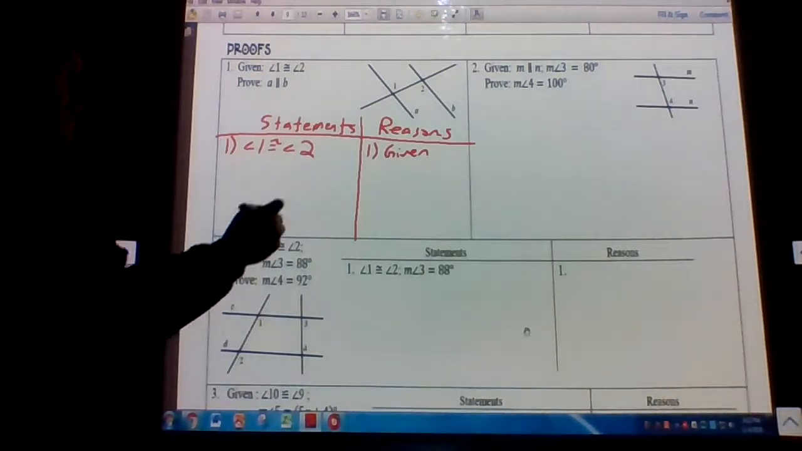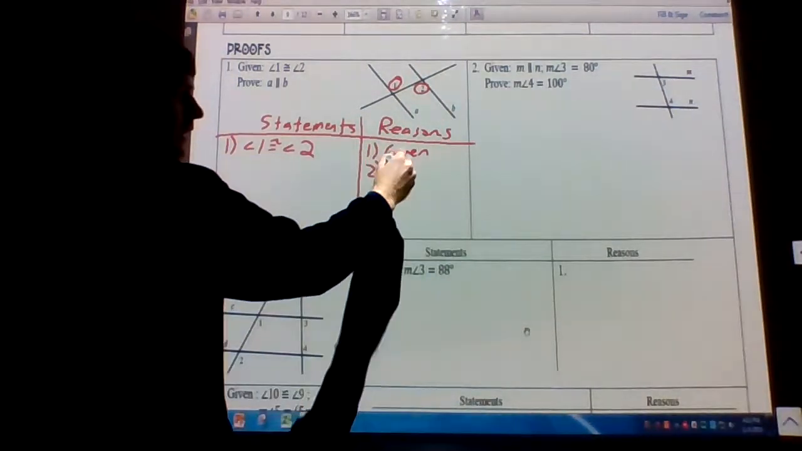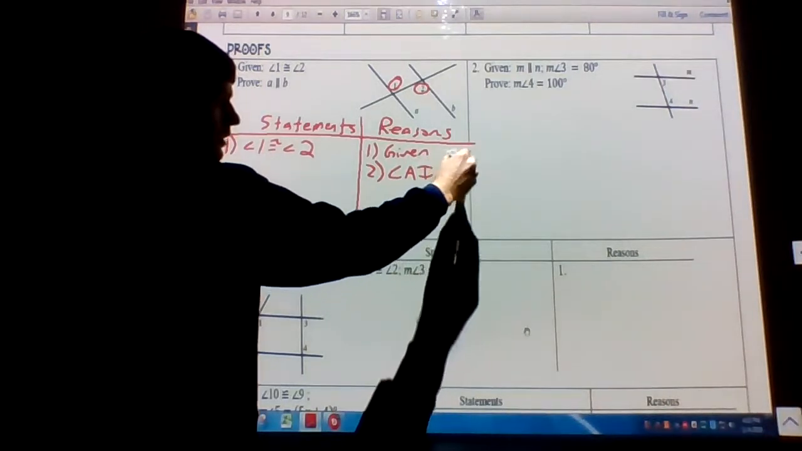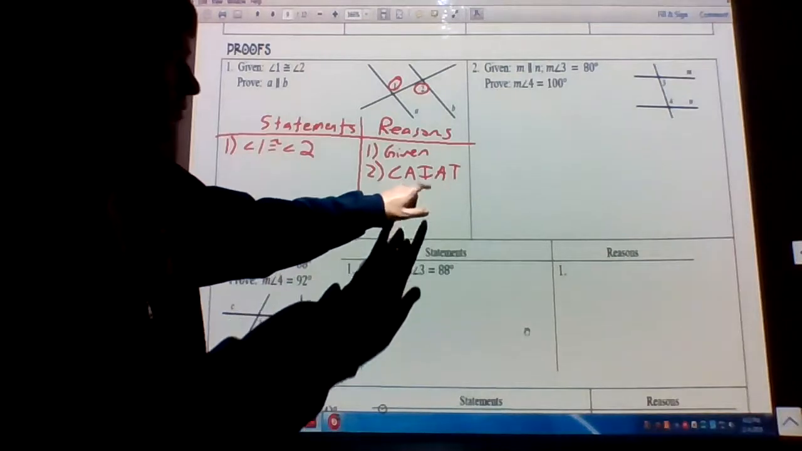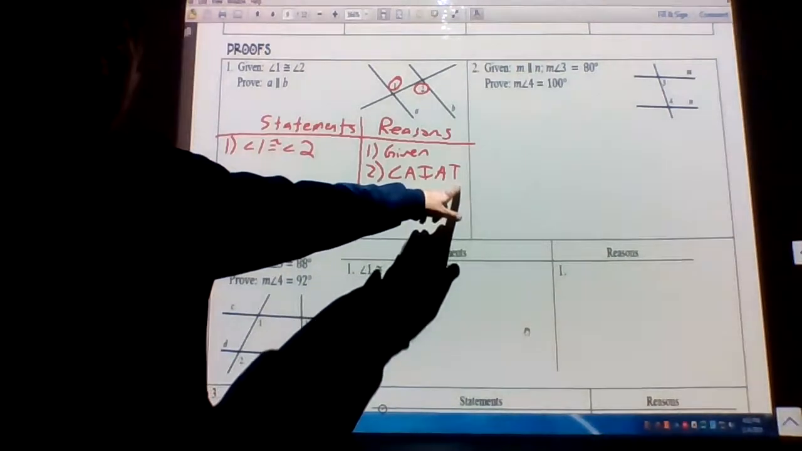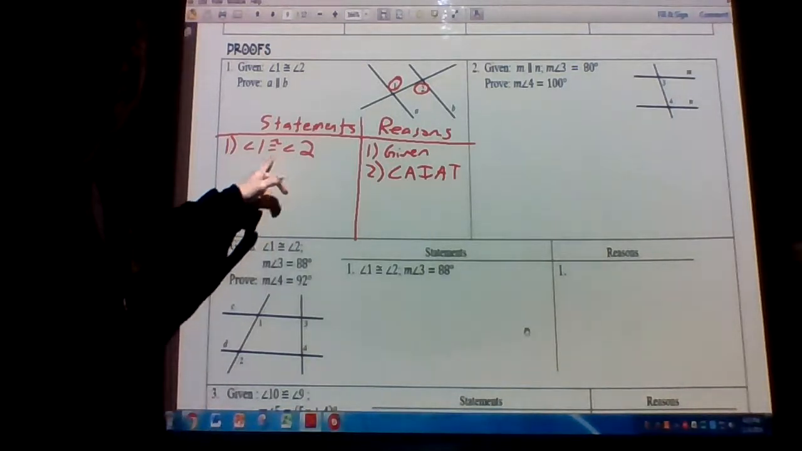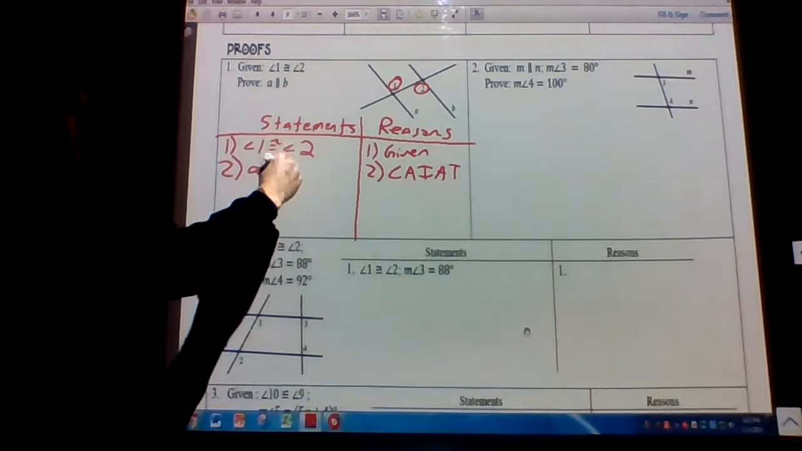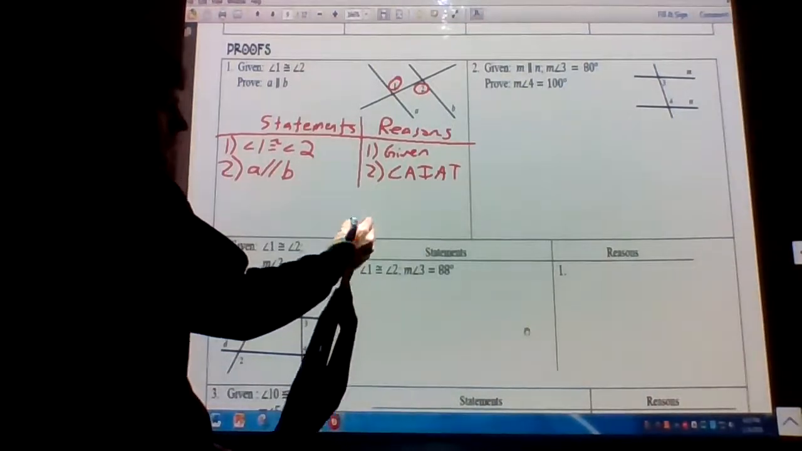So right now we have alternate interior angles and we know they're congruent. So if we use the converse to the alternate interior angle theorem, again, we're abbreviating as we've done in class. This is converse to the alternate interior angle theorem, which tells us if the alternate interior angles are congruent, which they are, then the lines are parallel. So now we know that A is going to be parallel to B. And that's it. That's all we needed to use.